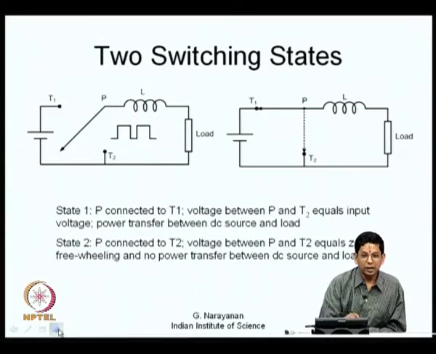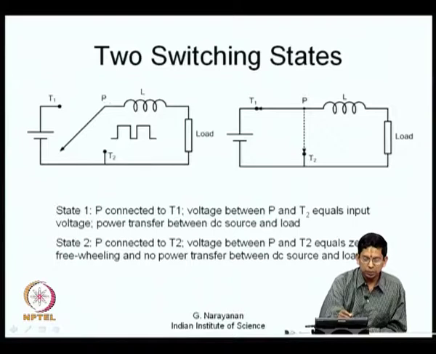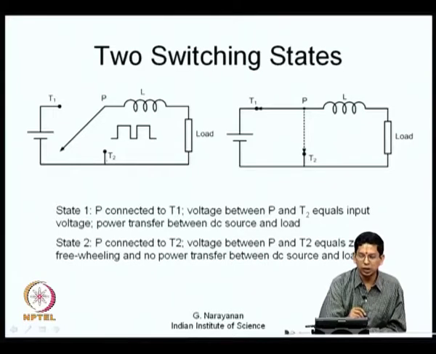So, we have to realize the single pole double throw switch electronically. Let us try and understand the different switching states now. There is a single pole double throw switch. The pole can be connected either to throw T1 or throw T2. That basically means there are two states. In one state, the pole P is connected to throw T1.